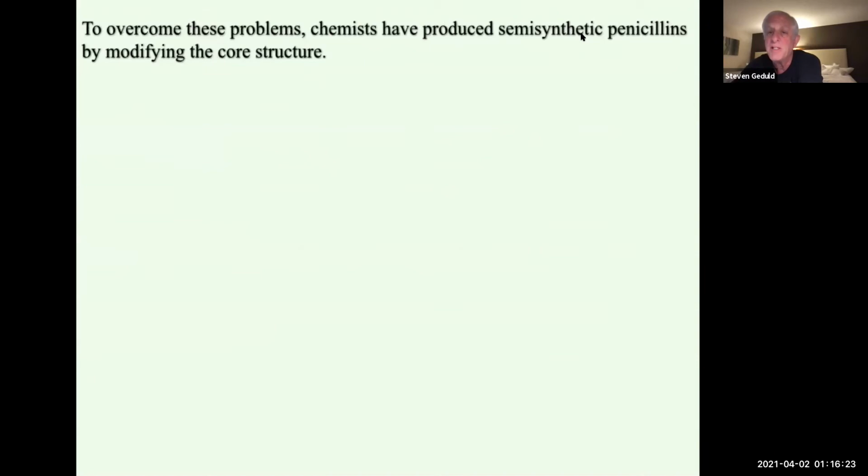To overcome these problems, chemists have produced semi-synthetic penicillins, which use the original penicillin as a starting point, and then we add or modify the R groups attached to it. So we have the main structure that's biologically active, and all we're going to do now is modify the groups that hang on to that main structure. And that can make it resistant to acid. So you can take it orally, like Pen-VK can be taken orally. Penicillin G is given IV.